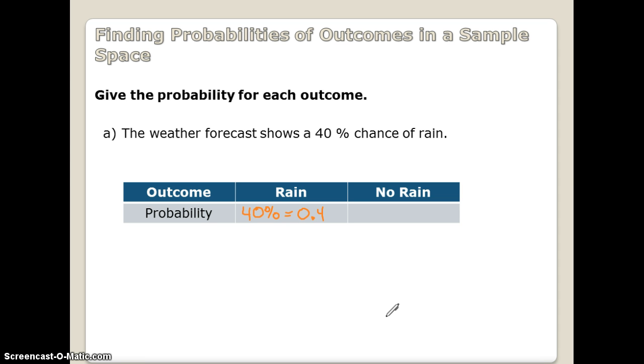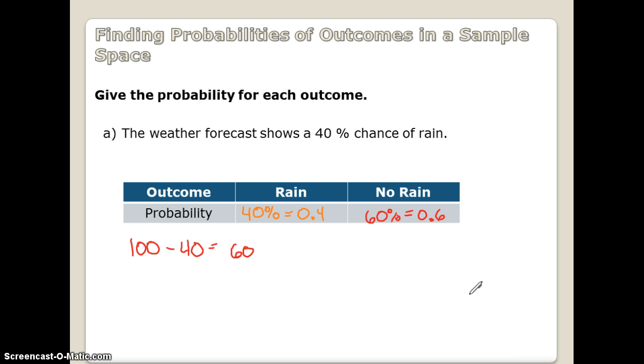Now to find the probability that it will not rain, you just subtract it from the whole. You know that there is a total of 100%, and you know rain is the 40, so when you subtract, you get 60%. And we know 60% as a decimal is 0.6 or 6/10. So in this, the probability of rain is 4/10, and the probability that it will not rain is 6/10.